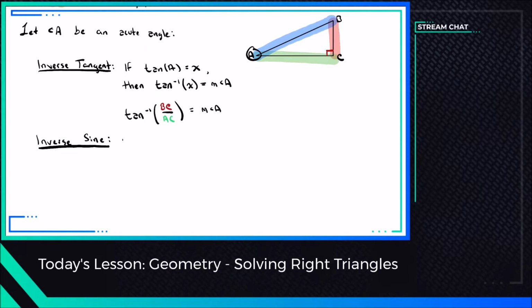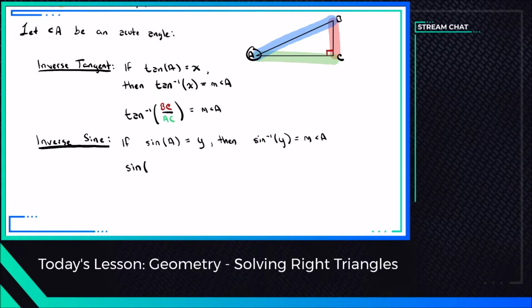So if the sine of A is equal to y, right? A cannot be equal to x anymore because we use that for tangent. So the sine of A is going to be equal to y. Then the inverse sine, written as sine with a -1 exponent of y, is going to be equal to the measure of angle A.